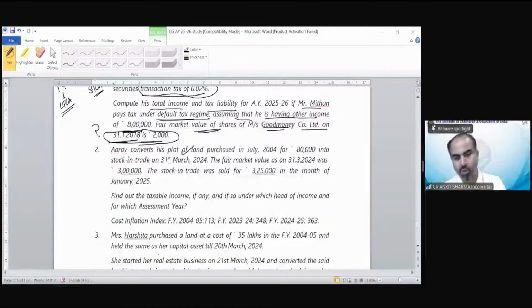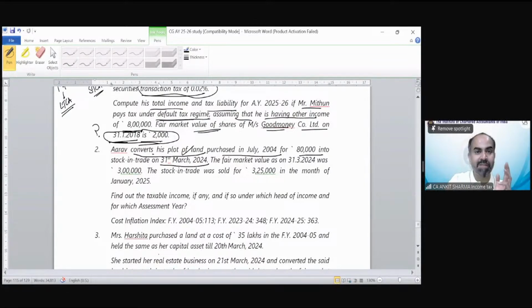Like question number 2. Arav converts his plot of land. Now you can see the question explains what to do. He converts his plot of land. So what provision is going to be applicable in this case? You can think about it. Purchased in July 2004 for 80,000, into stock in trade on 31st March 2024.